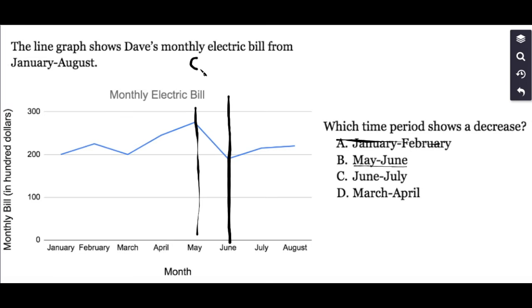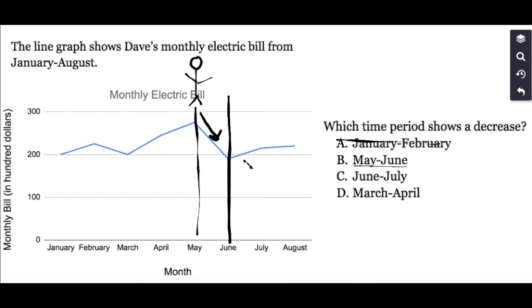And if we imagined a stick figure person was going to start on the leftmost part of the line, and if this person just followed the line, would they be going uphill, downhill, or walking on a flat line? Well, they would be going downhill. So actually, this is the time period that shows decrease.